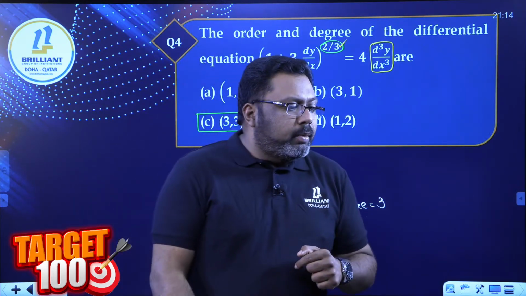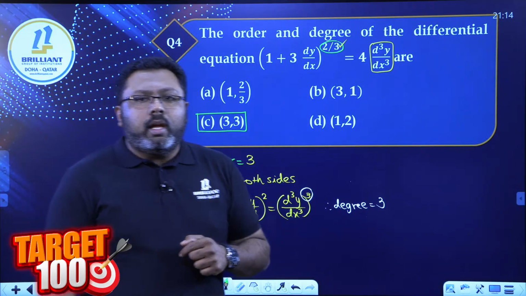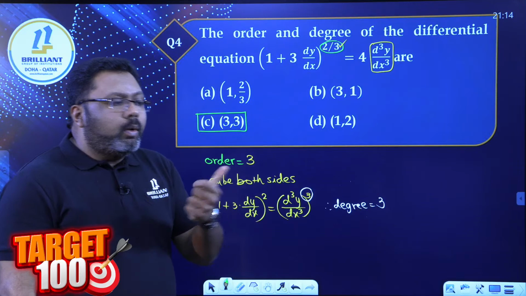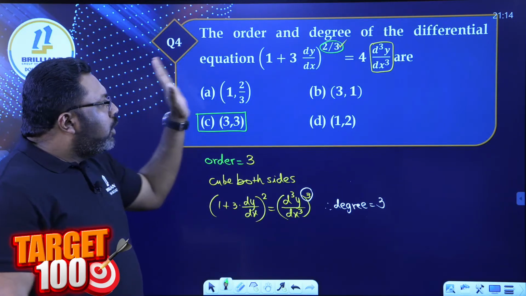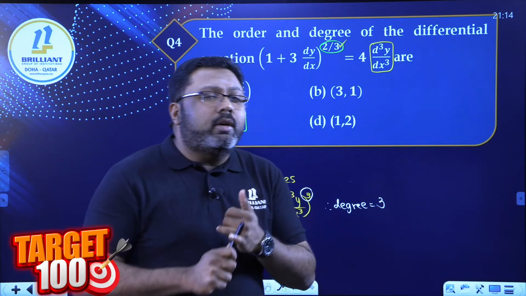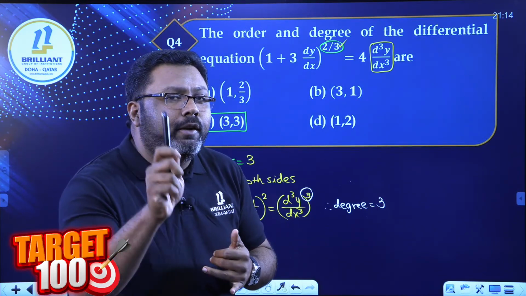Yes, right answer Samuel, Abin and Dhruvil. Okay, so my order is 3, degree is also 3. Now let's move on. Yes, now we've done enough questions with order and degree, but the concepts based on order and degree don't finish here.